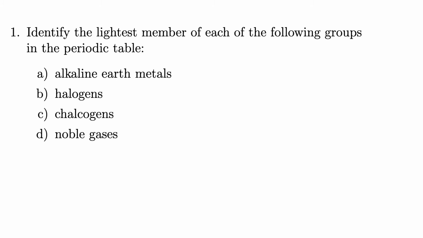Hi there. I just wanted to go through the problems that were on the midterm exam for the fall semester of high school chemistry that I'm teaching this year. And the first question asked us to identify the lightest member of each of the following groups in the periodic table: the alkaline earth metals, the halogens, the chalcogens, and the noble gases.